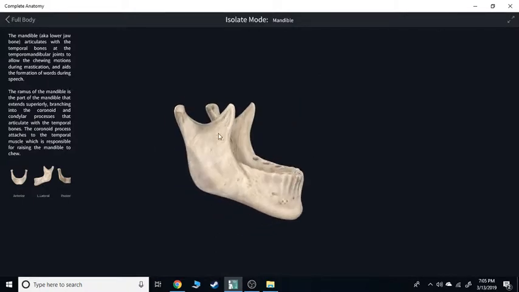Now this portion over here is called the coronoid process. It is the anterior extension of the ramus, and it inserts into the temporalis muscle. Oh, it's the insertion point for the temporalis muscle.